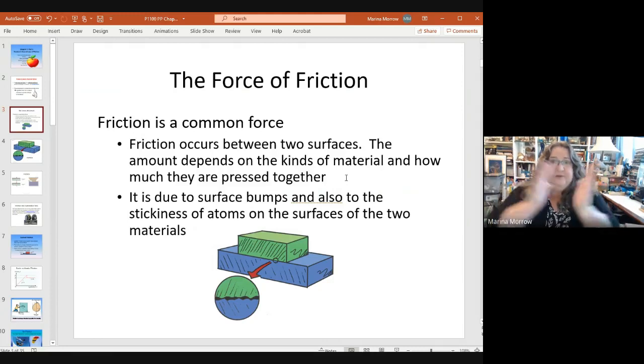So, you experience this if you rub your hands, okay? If you press harder, you feel the heat building up, right? So lightly pressed together, there's not as much friction. More pressure, more friction. And it also depends on the kinds of materials. So if you are rubbing your hand over your desktop, maybe it's nice and smooth, or you're rubbing your hand over a rough piece of wood, that would be a different amount of friction.